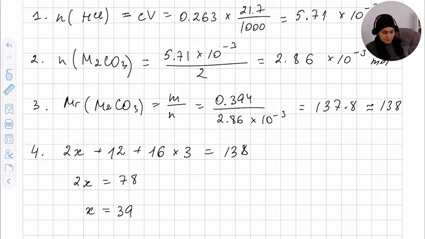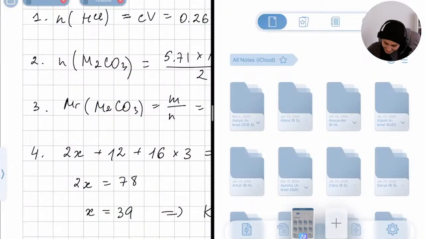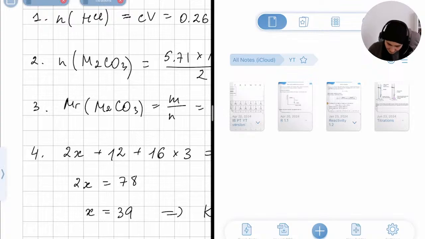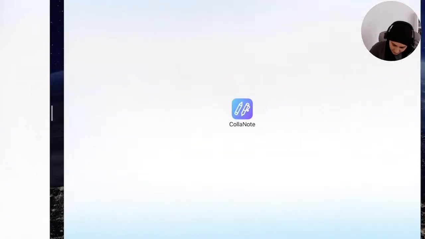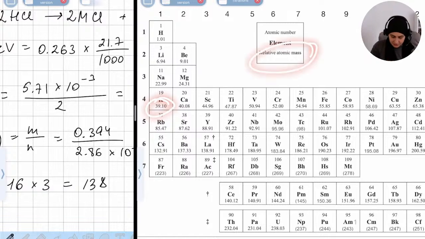And then you can go to the periodic table, which I don't have open, but if you check the periodic table and find an element with relative atomic mass of 39, you'll see that this is potassium. Actually, maybe I can open it. Let's try to open. I'll show you the periodic table. Okay. Yeah, so you see 39.10. That's the relative atomic mass, so that's potassium.